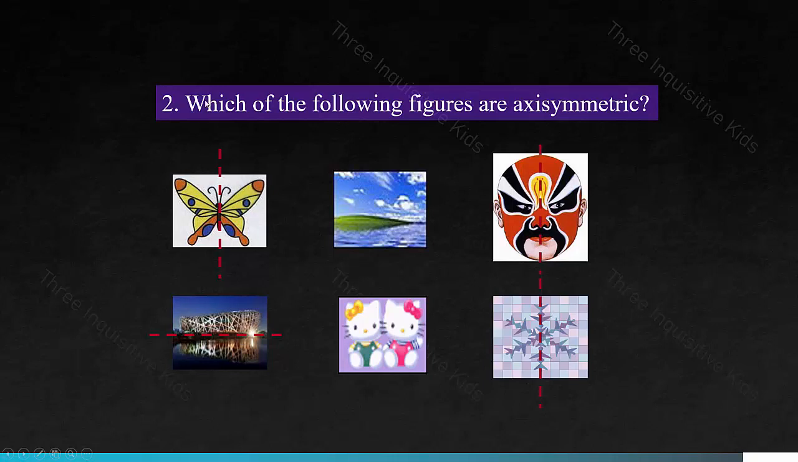You can see we have this butterfly, its axis of symmetry right down the middle. And this is a building in China, I believe, where they held the Olympics. And as you can see, this is a reflection on the lake. And this is kind of a face mask that people paint their faces to look like when they are acting in a play. And again, this is a snowflake. This snowflake has more than just one axis of symmetry.